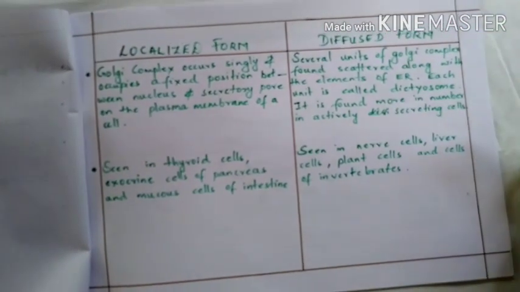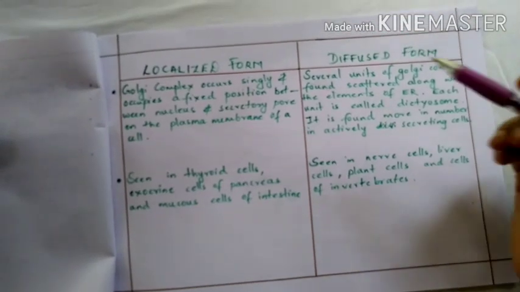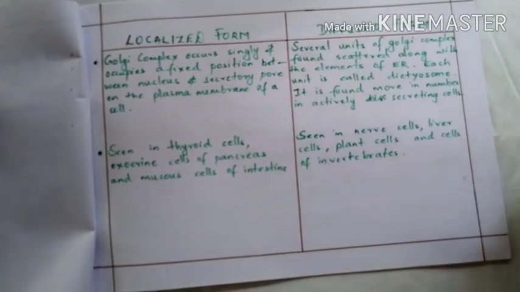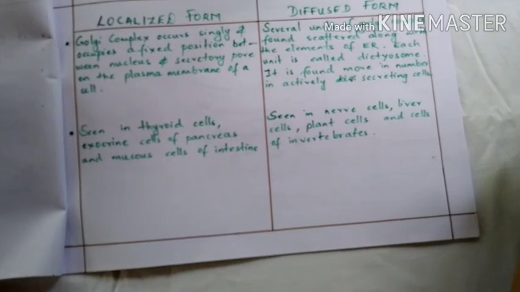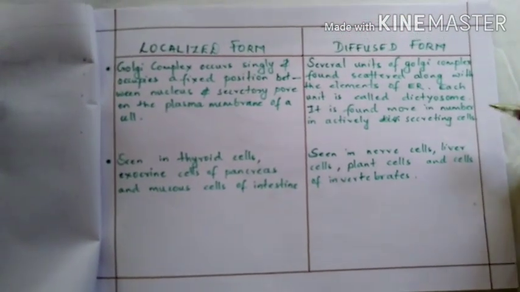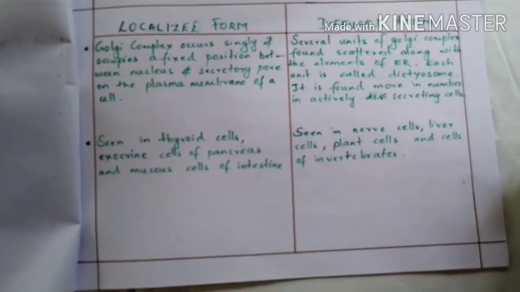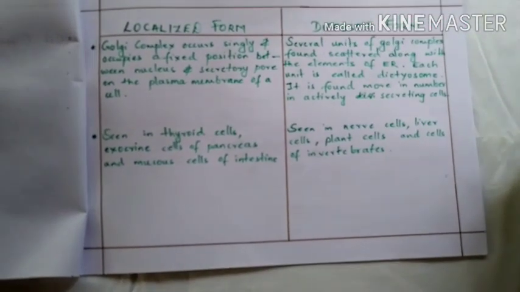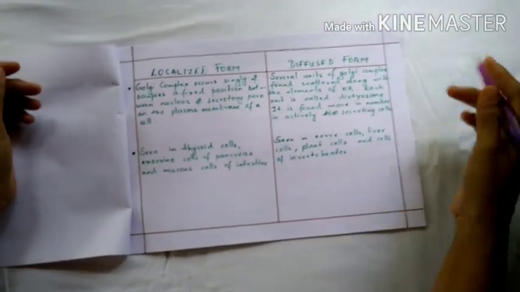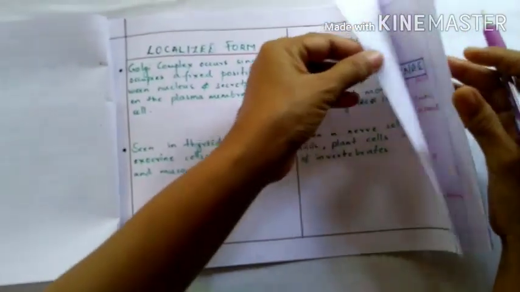Whereas in the diffused form, several units of Golgi complex are found scattered along with the elements of endoplasmic reticulum. Each unit is called a dictyosome. It is found more in number in actively secreting cells. They are found in nerve cells, liver cells, plant cells, and also the cells of invertebrates.